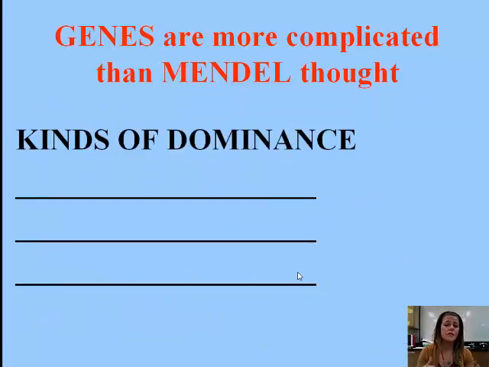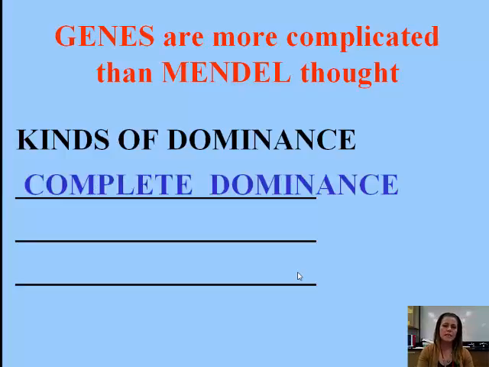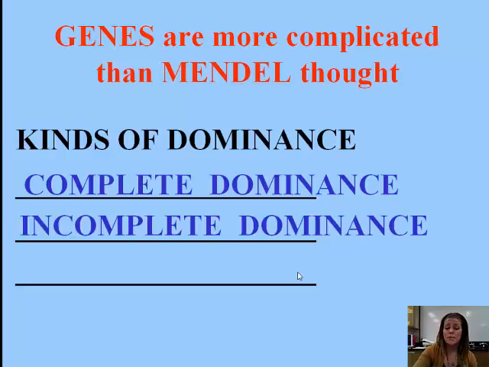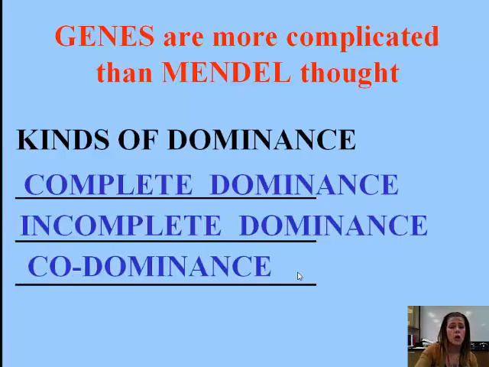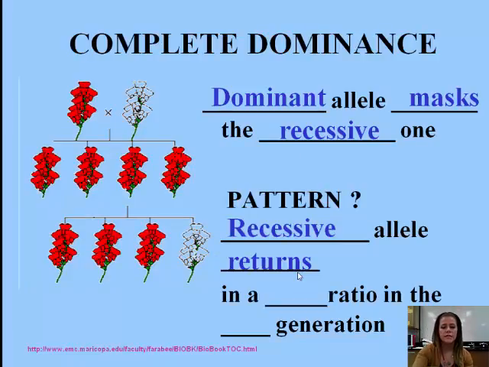So there's also different kinds of dominance. We have complete dominance, and that's when basically dominant always masks the recessive. We have incomplete dominance, and we also have codominance. So with complete dominance, the dominant allele masks the recessive. The pattern is the recessive allele returns in the F2 generation in a 3-to-1 ratio.